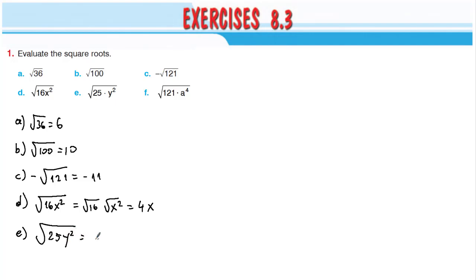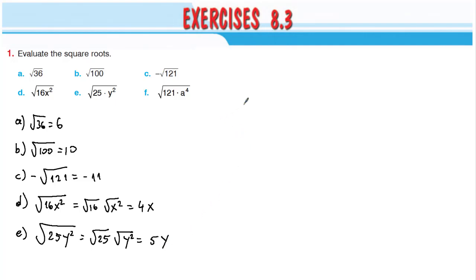Now under E, it's square root of 25y squared, which again using exactly the same property would be square root of 25 times square root of y squared. So it should be, actually it's 5 here, so 5. Square root of y squared is just y.